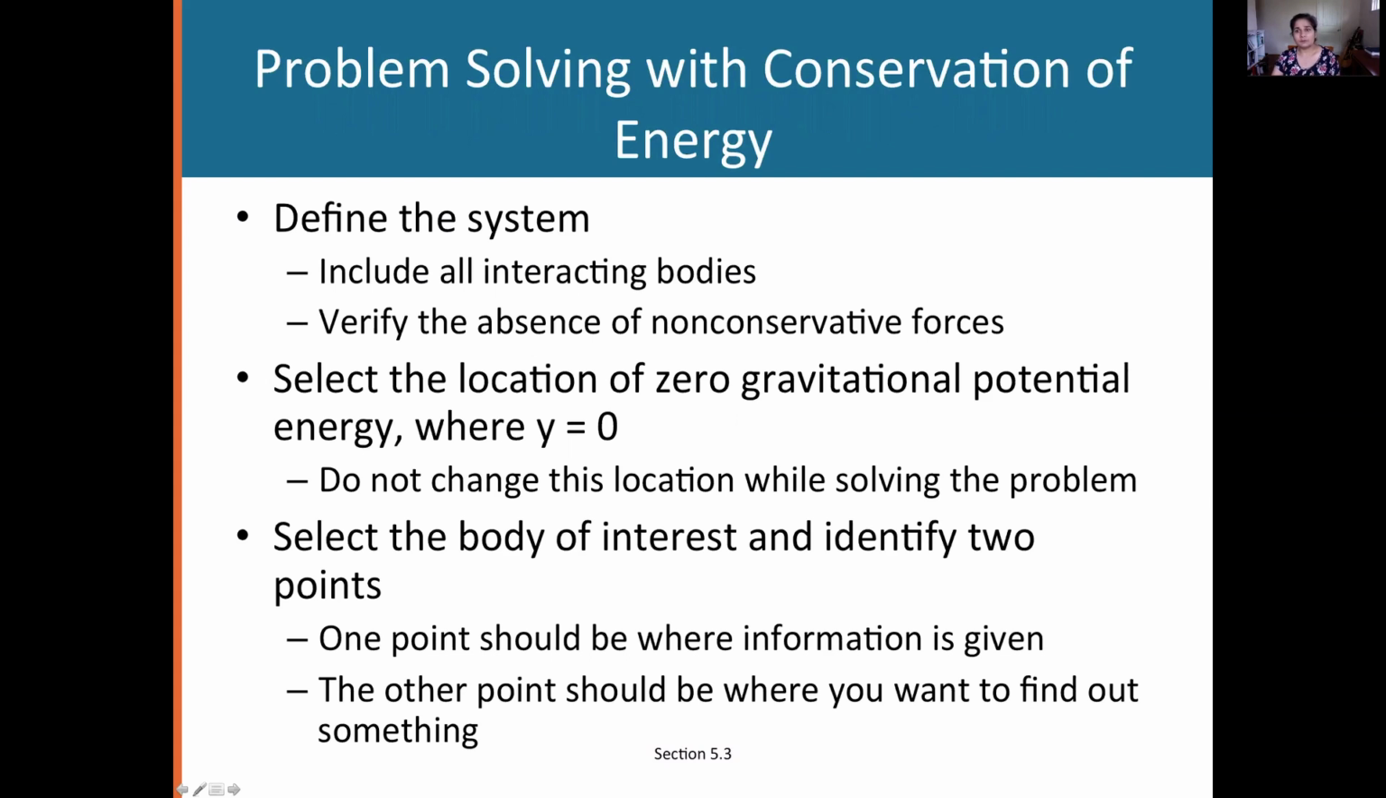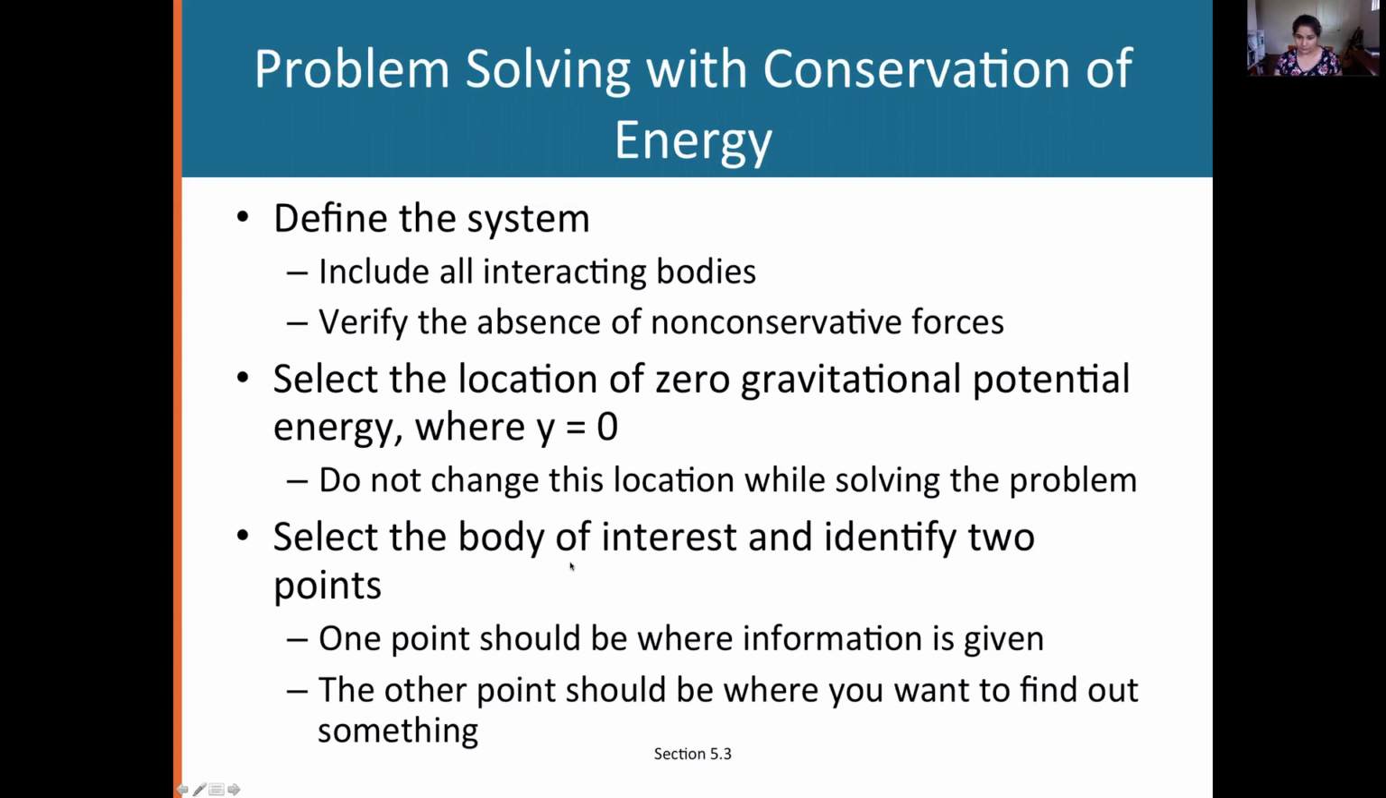So in general, if you're solving problems which are about the conservation of energy, you need to do this. You need to define the system, include all the interacting bodies in the system, verify that there are no non-conservative forces, okay? So we've verified our two conditions. Now, select a location for zero potential energy for gravitation, typically where the height equals 0, where our ground is. Do not change this location when you're solving the problems. You must measure all heights or any depths from this location.